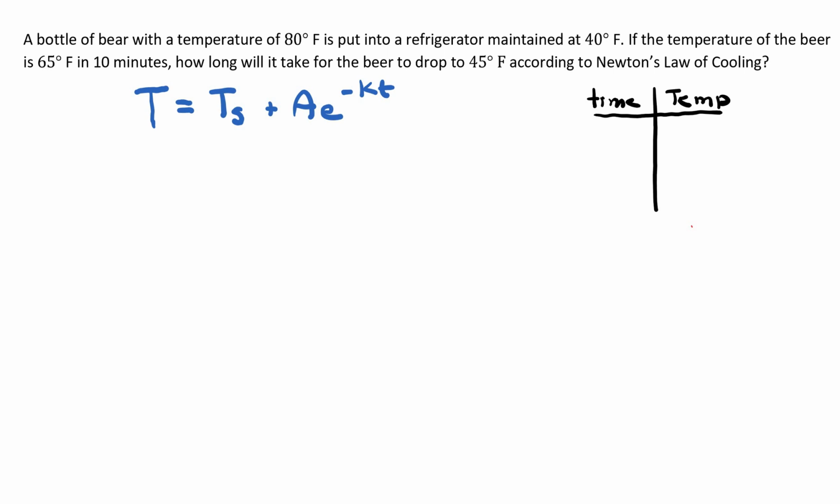All right, let's take a look at one of these Newton's law of cooling problems. I do want to say that solving this particular problem takes quite a bit of work, but I don't think it's hard work. You're just plugging numbers into a formula, updating the formula, and then you find your final unknown. For all these Newton's law of cooling problems, this is the formula that you'll be using: T equals Ts plus Ae to the negative Kt.